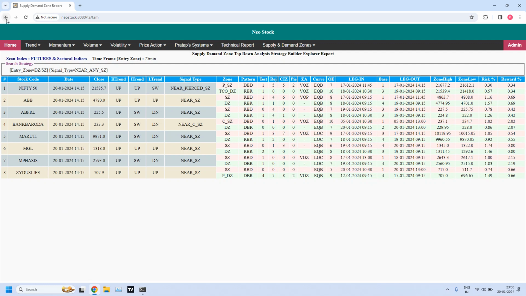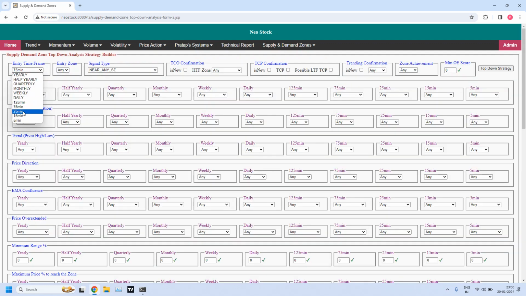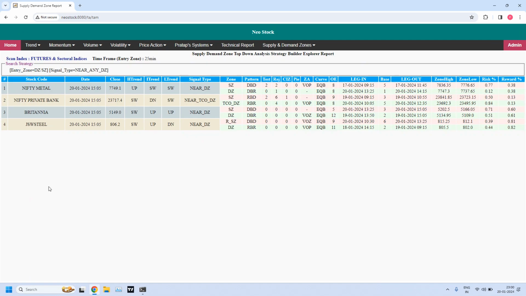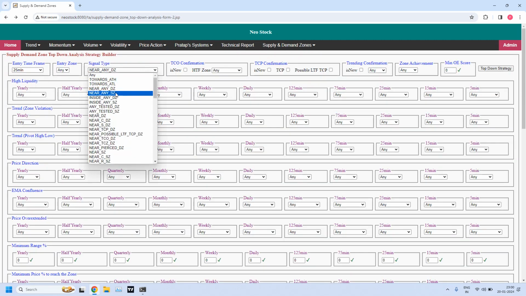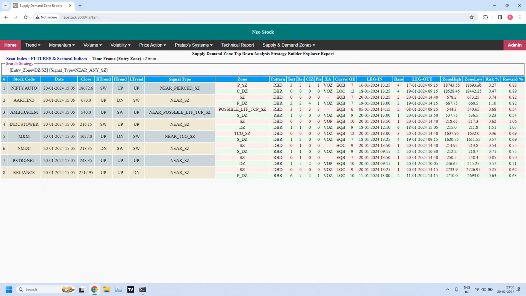So now let's go back. Let us change the time frame to 25 minutes. Let us find the stocks near the 25 minutes demand zone. These 4 stocks are filtered. Let me go back. 25 minutes time frame. Let us find the stocks near the 25 minutes supply zone. These 8 stocks are filtered.